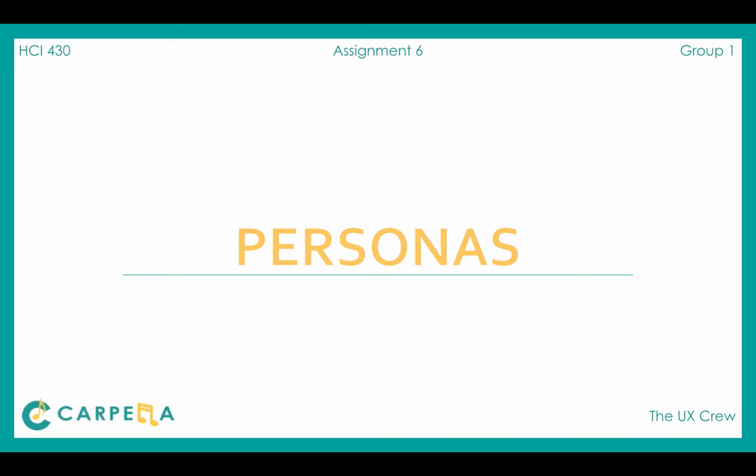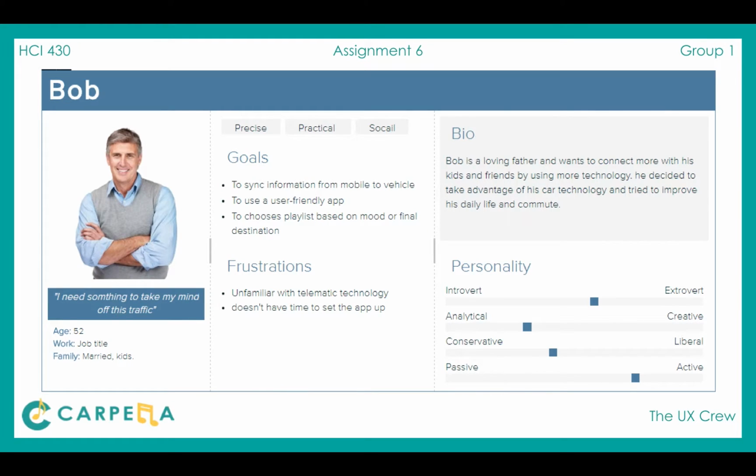So these are our personas. We had our first persona, Bob, who represents our older demographic. He wanted to sync music from mobile to vehicle, wanted to choose a user-friendly app, choose a playlist based on mood or final destination. But he may not be very familiar with telematic technology and doesn't really have the time to just set it up. So we wanted to make sure we had an app that was easy to set up for people who might not be able to do that very well.